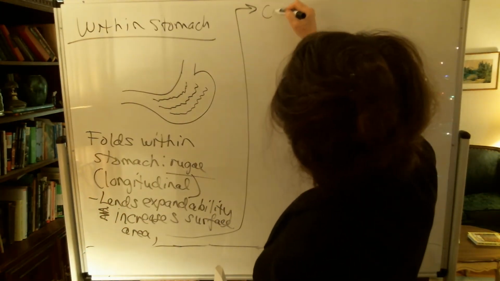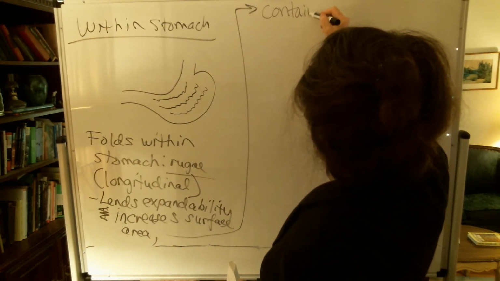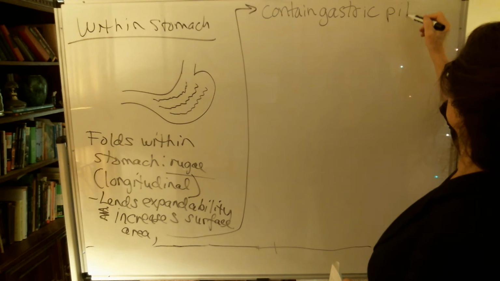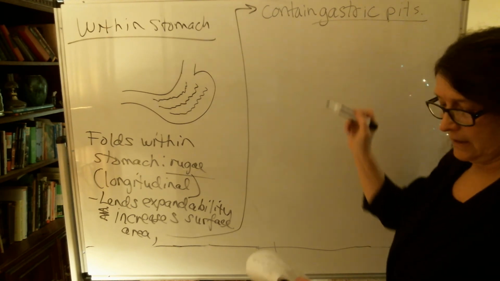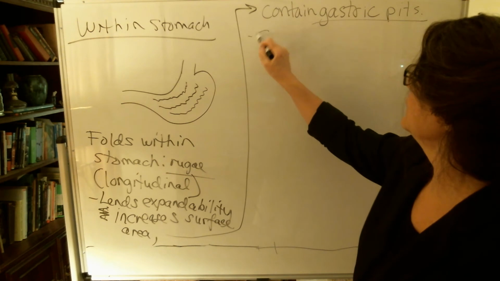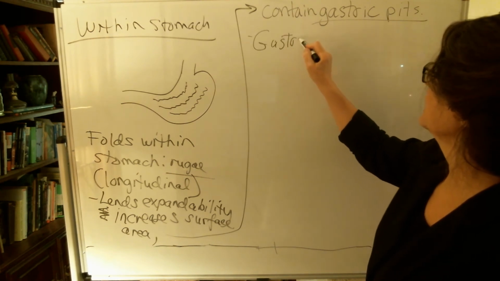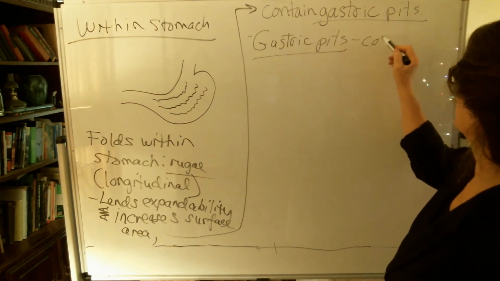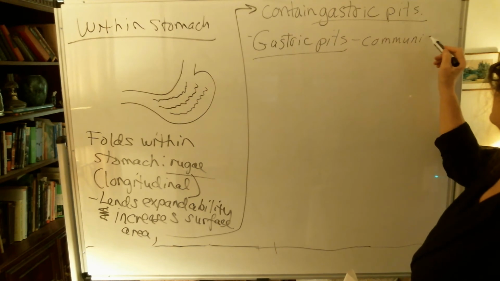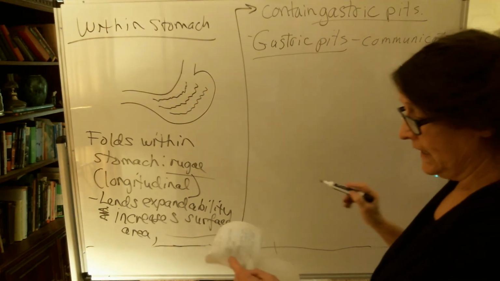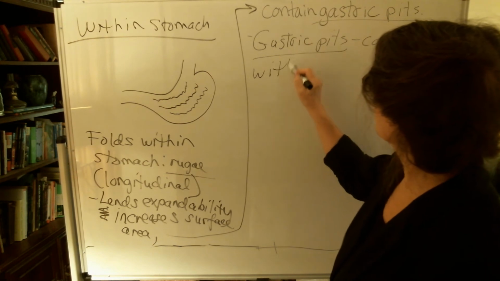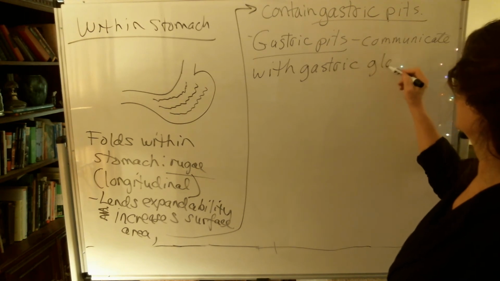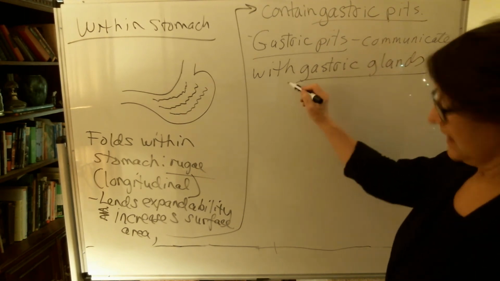And these rugae also contain what are called gastric pits. So the gastric pits then communicate with gastric glands.